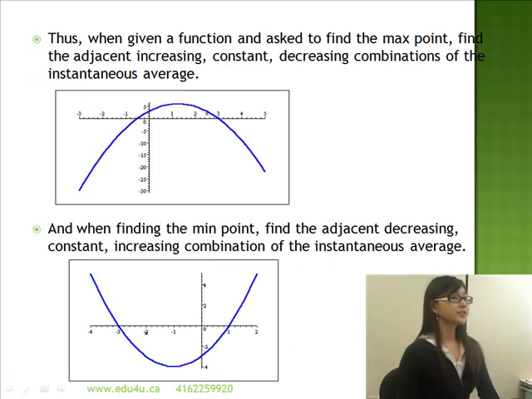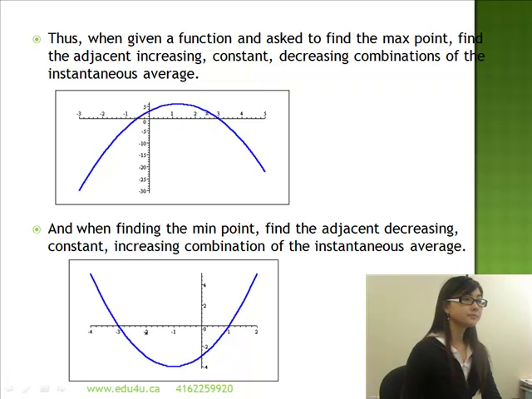When we are given a function and asked to find the maximum point, we find the adjacent increasing on the graph, then constant on the graph, then decreasing on the graph. The combination of all these three will give us a maximum point. When we are asked to find the minimum point, we find the adjacent decreasing on the graph, constant, then increasing. The combination of those three will give us the minimum point.